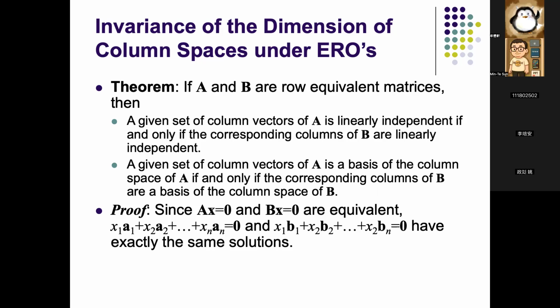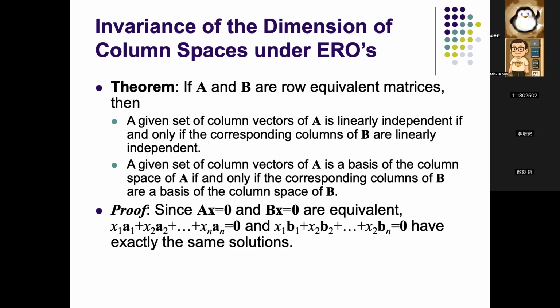But here, one thing I have to make sure you guys notice is that, did I ever mention the column space of A? I mean, I know that A, B are row equivalent matrices. Did I mention the column space of A and the column space of B are the same? No. They are different. I mean, they may be different. They may be different.